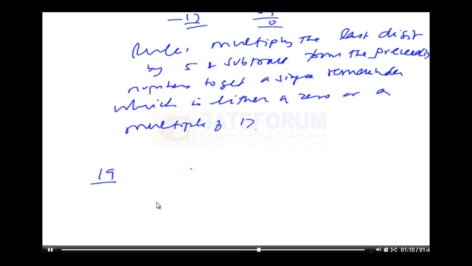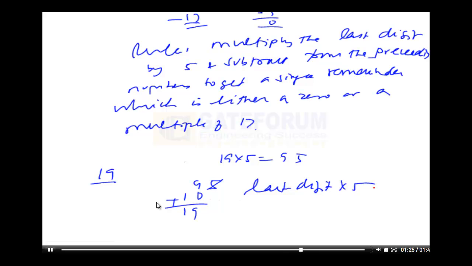Let's end with 19. What have we done for 7? We have to reverse. Now take 5 times of 19, 95. The rule says multiply the last digit and add. The remainder will be a multiple of 19. So we can write the rule: last digit into 5 and add.